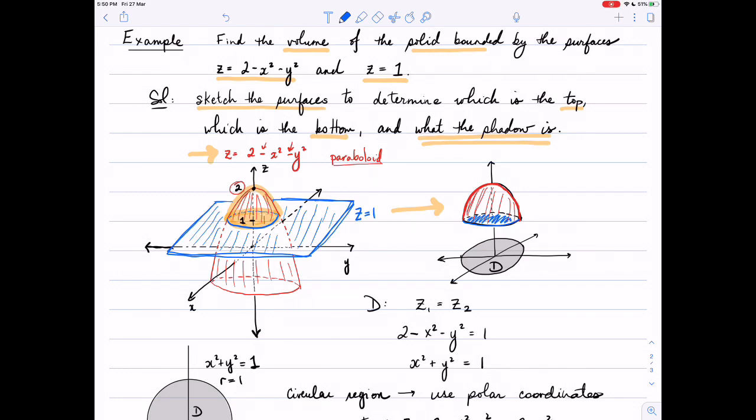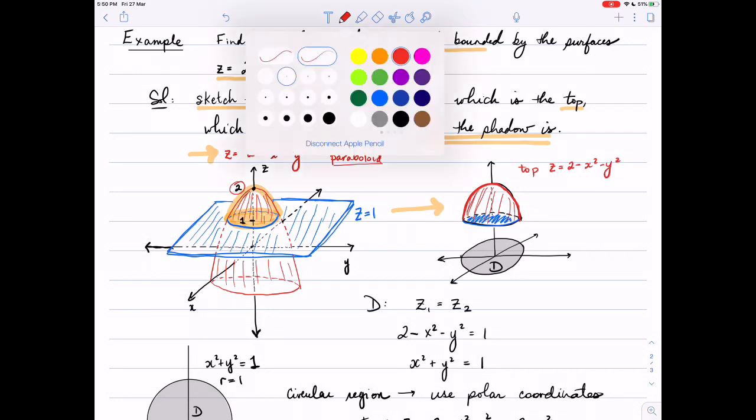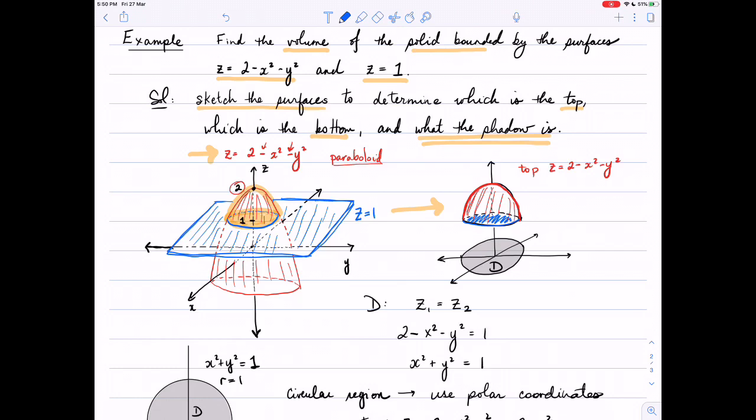So now at least we have an idea that our top function is going to be the paraboloid. Z is 2 minus x squared minus y squared. Our bottom function is going to be the plane. So the bottom is going to be z is 1. And then what we have left to do is to figure out this region D before we can iterate.